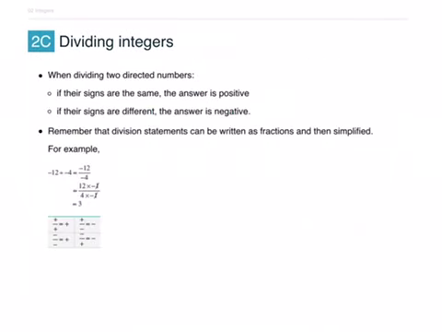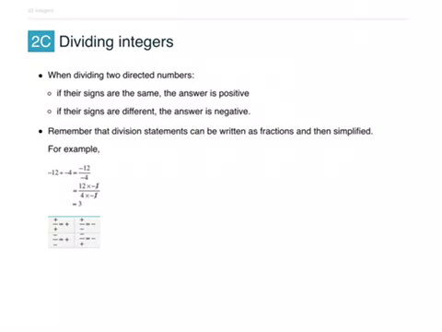Now let's talk about dividing integers. When dividing integers, basically it's the same as multiplying integers. If their signs are the same, then you will always get a positive answer. And if their signs are different, then your answer is negative.